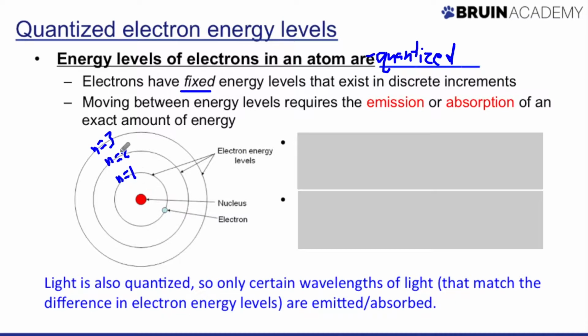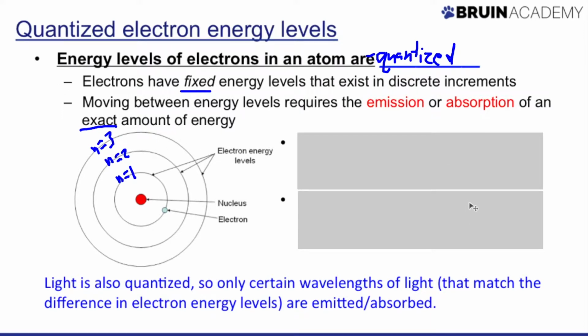And moving between energy levels from 1 to 2, 2 to 3, and vice versa requires either the absorption or the emission of some amount of energy. And that amount of energy needs to be in discrete units. It needs to correspond to the difference in energy between the orbits.